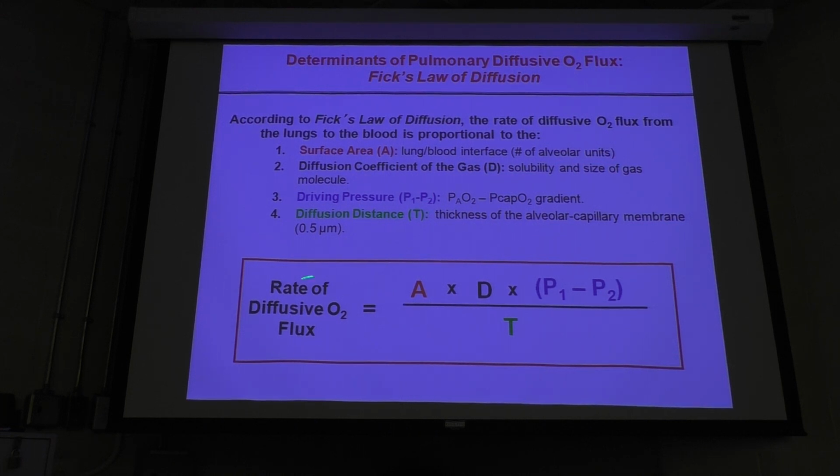So you can appreciate that from this Fick's law of diffusion, anything that increases the surface area for gas exchange, increases the diffusion coefficient, will widen the pressure gradient, will increase the rate of diffusive oxygen flux, and anything that will decrease the diffusion distance will increase the rate of diffusive oxygen flux. Alternatively, anything that will increase the diffusion distance will negatively affect the rate of diffusive oxygen flux, with the opposite effects occurring in terms of gas exchange if you decrease surface area, had a less diffusive gas, and you narrowed the driving pressure. Right?